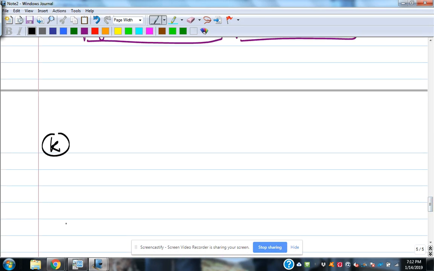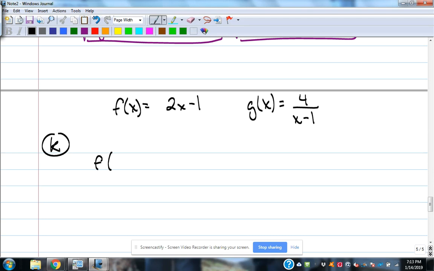So let's say we have f of x, let's use the 2x minus 1 again, and I'm going to throw g of x to be 4 over x minus 1. And let's do a composition. Let's do f composed with g. That means we're taking g of x and putting it into f of x. Taking this fraction and putting it in the place of x in this function. That's all that means.